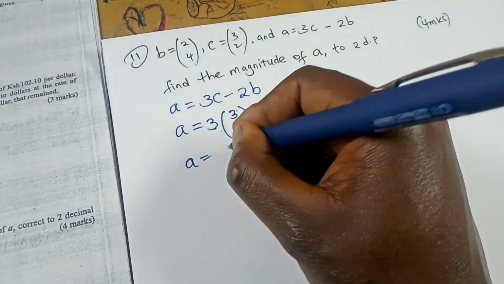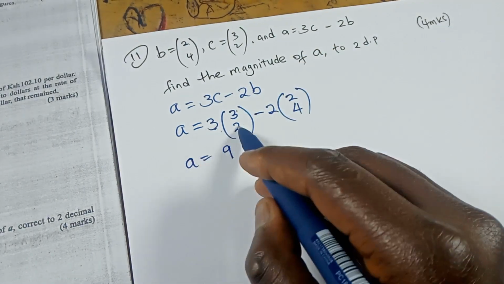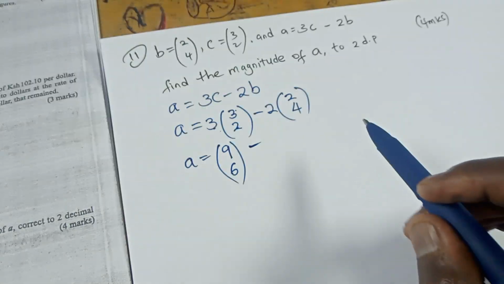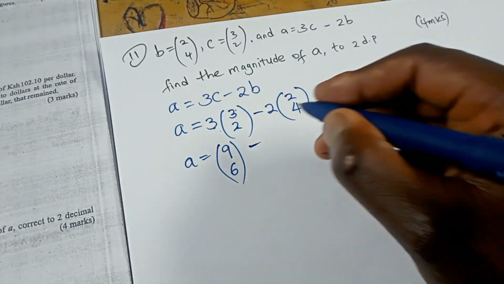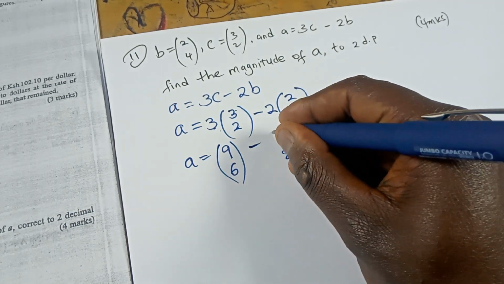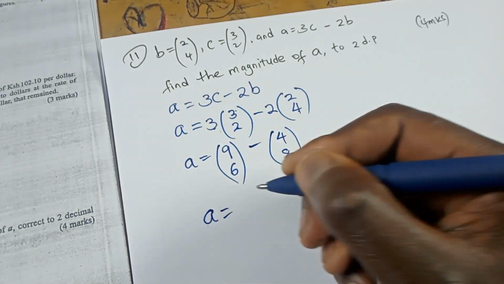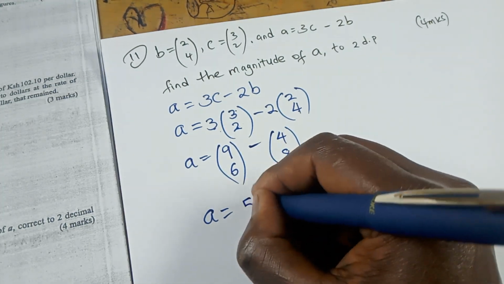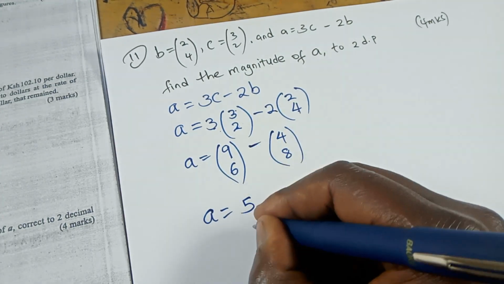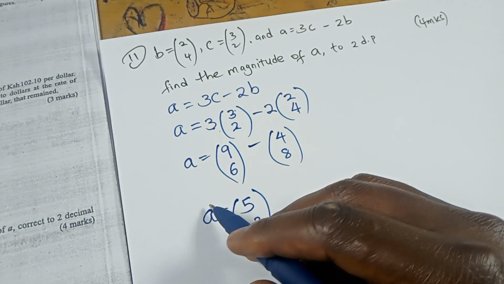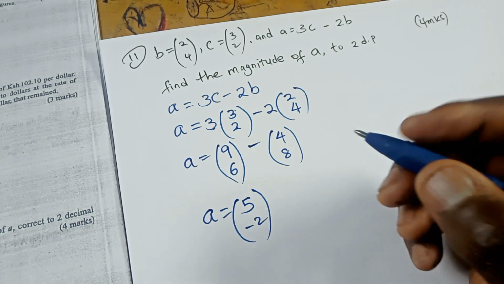So 3 times 3 is equal to 9. 3 times 2 is equal to 6. Minus 2 times 2 is equal to 4. 2 times 4 is equal to 8. So for us to get vector A, when we subtract, we get 9 minus 4 is equal to 5, and 6 minus 8 is equal to negative 2. So that is our vector A in the form of a column vector.